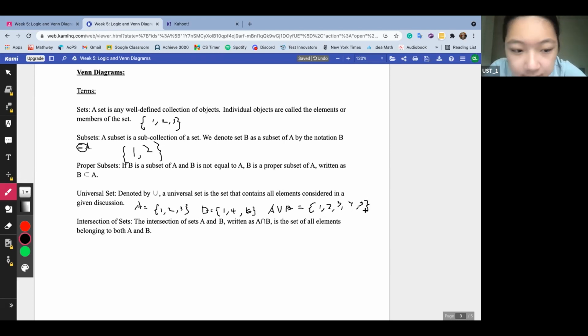And then lastly, we have intersection of sets. The intersection of sets A and B, written as A ∩ B, is the set of all elements belonging to both A and B. Here, we're going to use the same example. It would be the elements that are in both A and B, which would be 1, because they both have 1. So it would be 1.